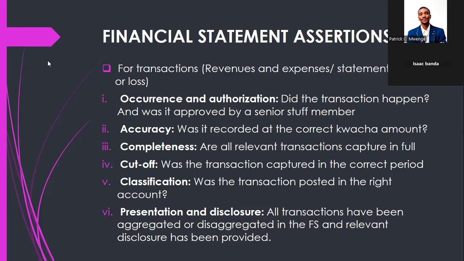Then classification, was the transaction posted in the right account. So sometimes, due to nepotism, you employ a nurse as an accountant, right, and instead of posting the transaction accordingly, you make a sale, they post the sale in the sales account, then the other double entry, they post it maybe in an expense. They debit an expense, they credit the sales account, right?